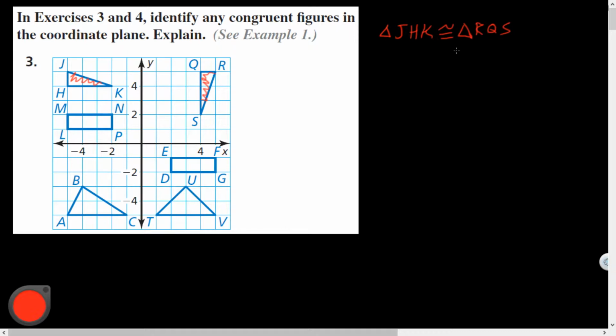RQS. Why, using the language of transformations, do I suspect that that maps onto that in a congruent fashion? What type of transformation would take me from here to there? One of the many. Specifically, though, a rotation of, looks like, negative 90 degrees, or I'll just say 90 degrees clockwise. About what point? About the origin, I'm guessing.